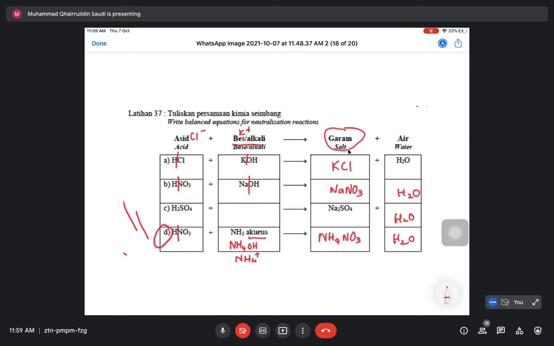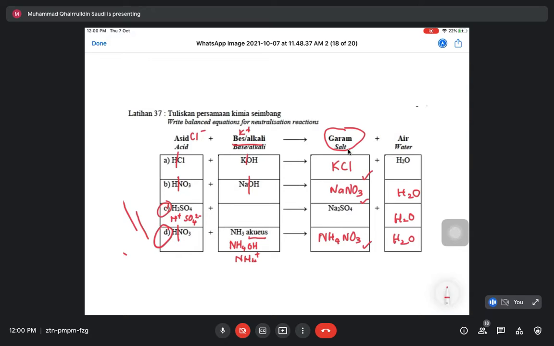You get the same answer as me? Yes. This is A, B, and D, the easy ones, because your equation is already balanced. The ions that exist are just plus or minus one only, so it's already balanced. For C, it's different. For C, it is diprotic acid, sulfuric acid. The ions are H plus and sulfate, SO4 2 minus. So when there are different charges of ions, you have to be careful and make sure that your chemical equation is balanced.